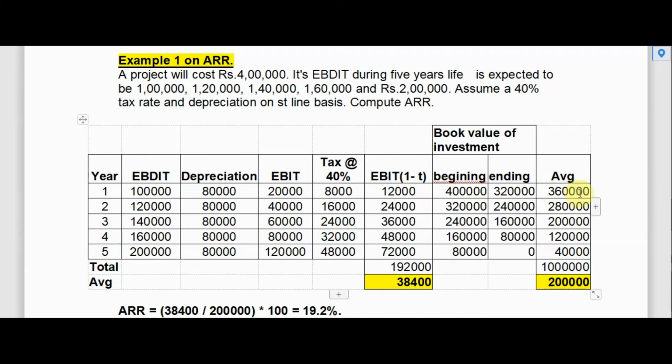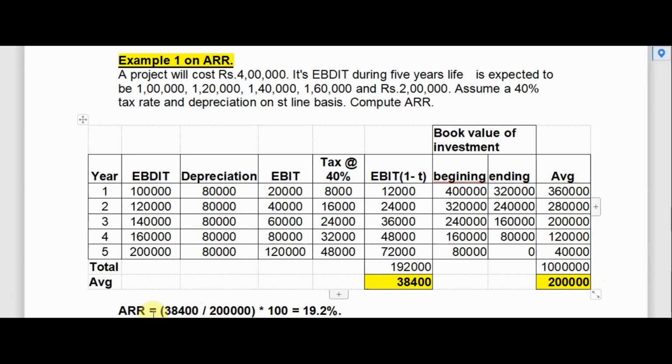We get 3,60,000, 2,80,000 and these figures. The total is 10 lakh. If we divide it by 5, we get 2 lakh. On the other hand, we can also find the average by just dividing the cost of the project by 2. 4 lakh divided by 2 equals 2 lakh. Again, here this 10 lakh divided by 5 equals 2 lakh.